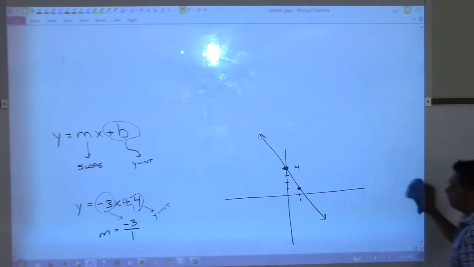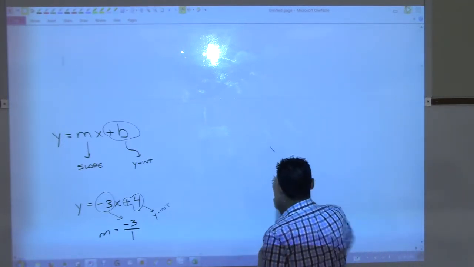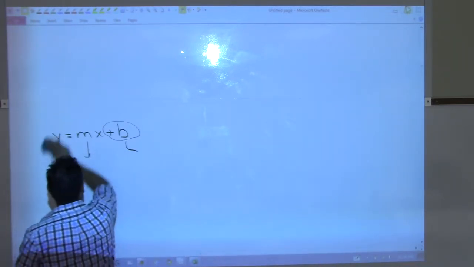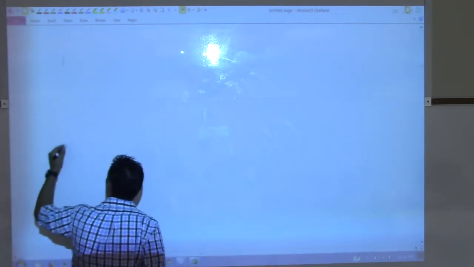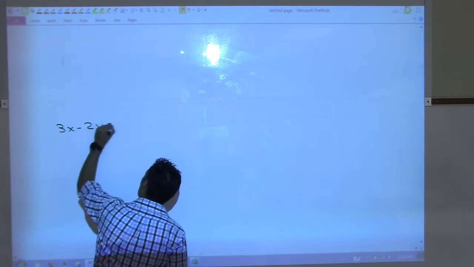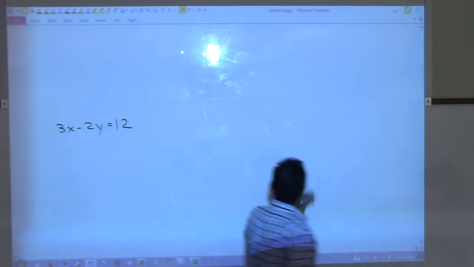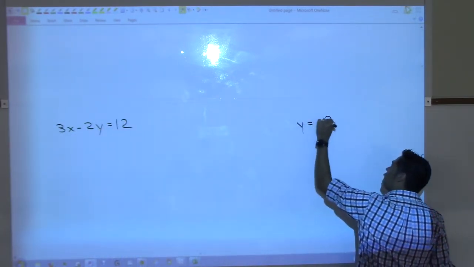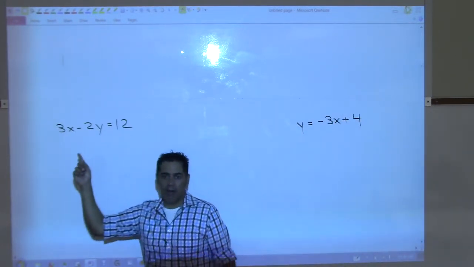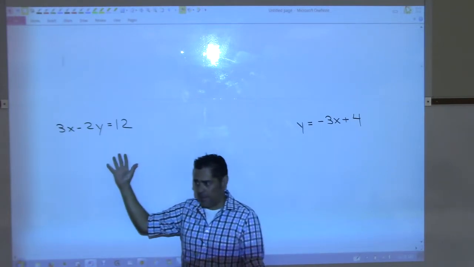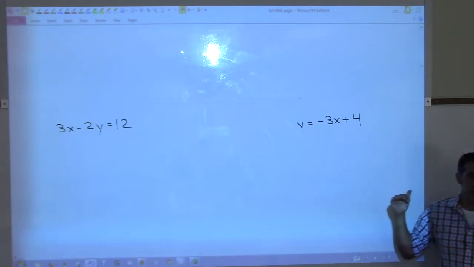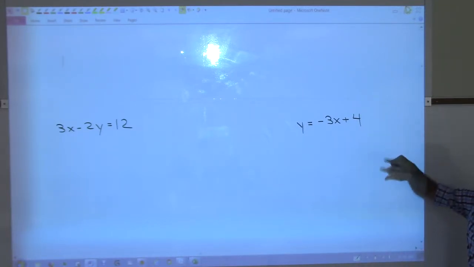All right, let's try something. Let's do the first line again. What was the first line I gave you? 3x minus 2y equals 12? We already graphed this line, and then we graphed this one just after it, right? When we graphed this line, we used the first method, which was the intercept method. And when we graphed this one, we used the slope-intercept form of a line, right? So we used the y-intercept and the slope, and we got it.